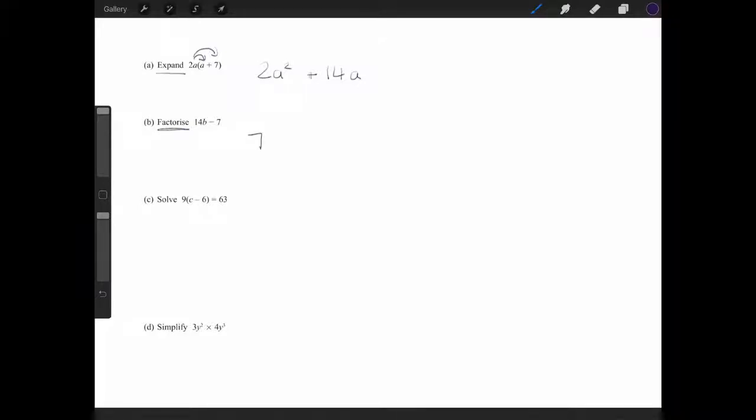Is there a letter that appears in both terms? In this case, there isn't, so there can't be a common factor that's a letter. I've now got everything I need, so I can now say how many 7s make 14b? The answer to that is 2b. And how many 7s make -7? And the answer to that is -1. Okay, be very careful with those.